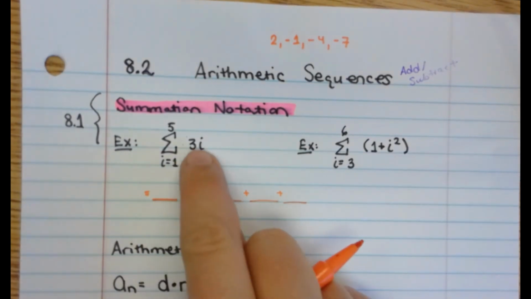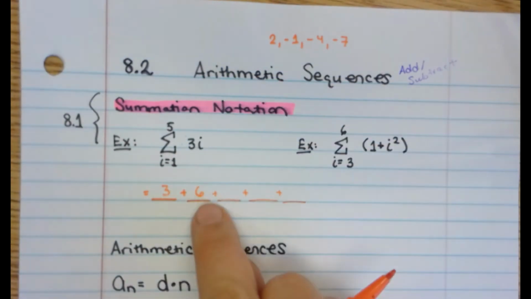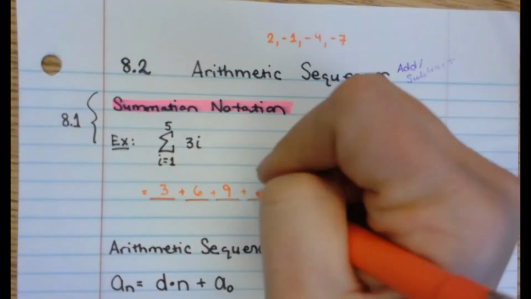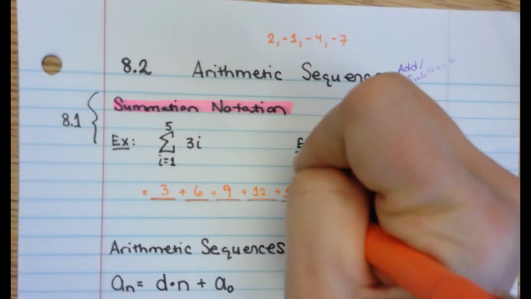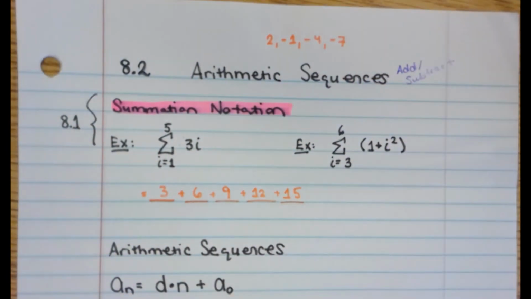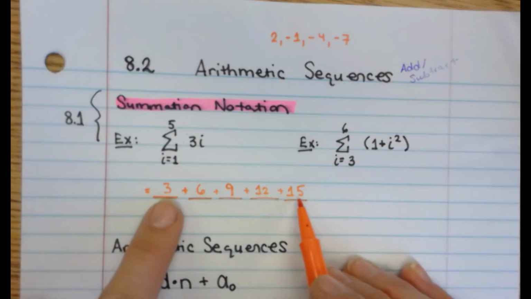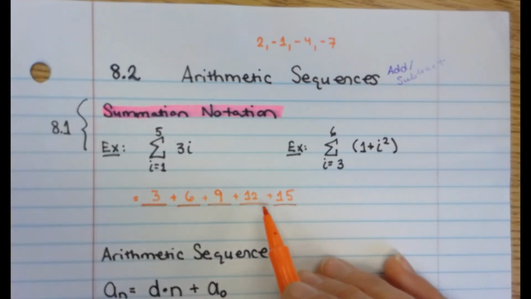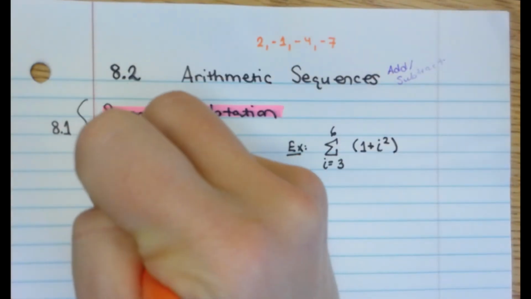So plug in 1, 3 times 1, 3. 2, 3 times 2, 6. 3, 3 times 3, 9. 4, 3 times 4, 12. 5, 3 times 5, 15. Something crazy I would like for you to notice is this pattern. 3 and 15 add to 18, 6 and 12 add to 18 as well. I just noticed that was kind of crazy. So 18 plus 18 plus 9, and our total is going to come to 45.